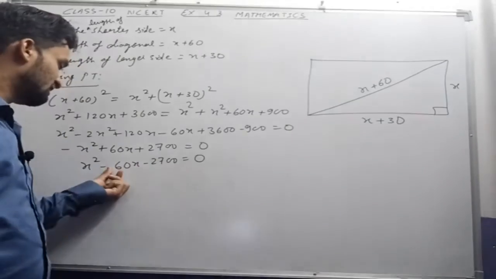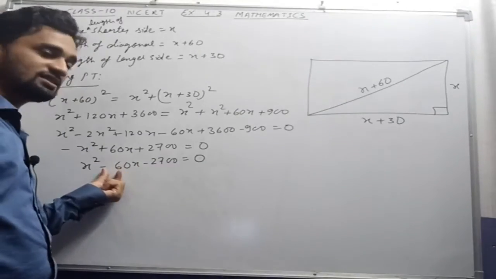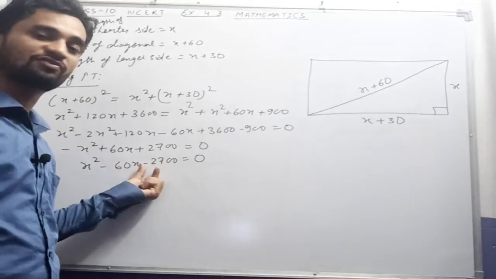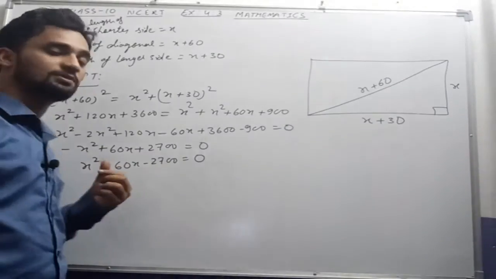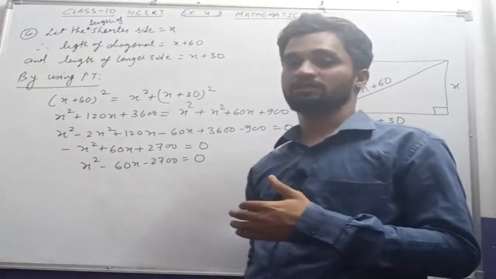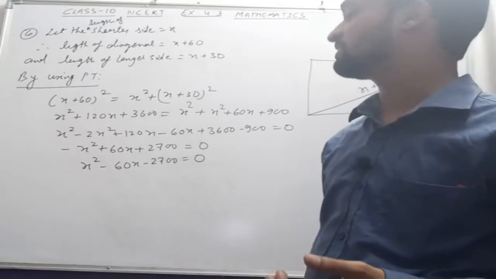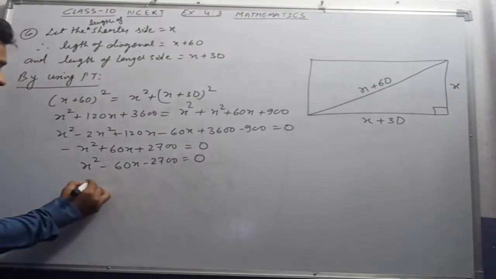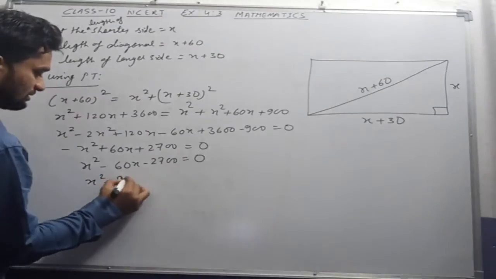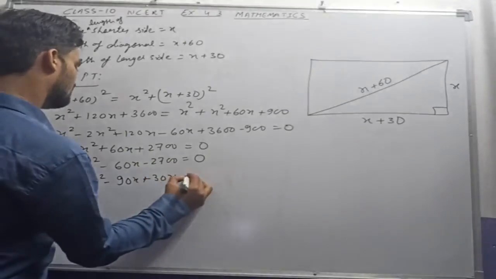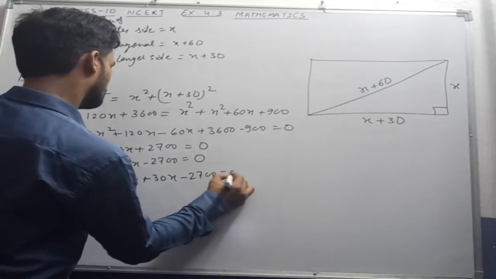So this should be minus 6. Again, multiplication is negative, so both numbers must be of different sign, and since minus is there, the greater one will be negative. So minus 9 plus 3, 9 times 3 is 27, minus 9 plus 3 is minus 6. So what will we write? We will write x square minus 90x plus 30x minus 2700 is equal to 0.